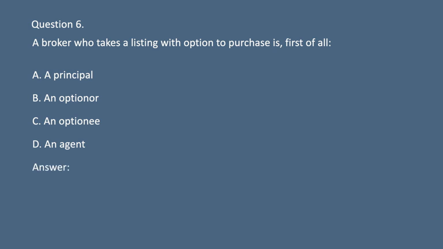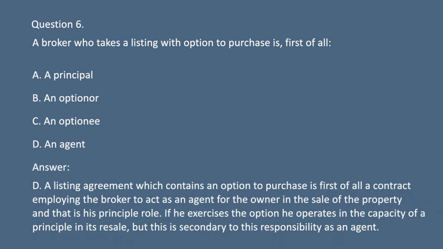Answer. D. A listing agreement which contains an option to purchase is first of all a contract employing the broker to act as an agent for the owner in the sale of the property, and that is his principal role. If he exercises the option, he operates in the capacity of a principal in its resale, but this is secondary to his responsibility as an agent.